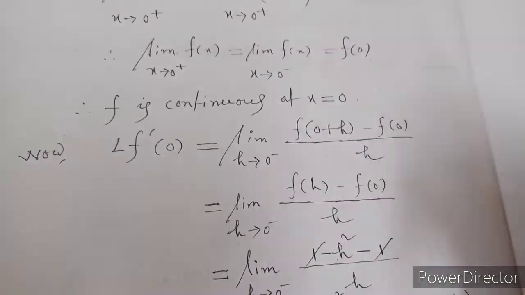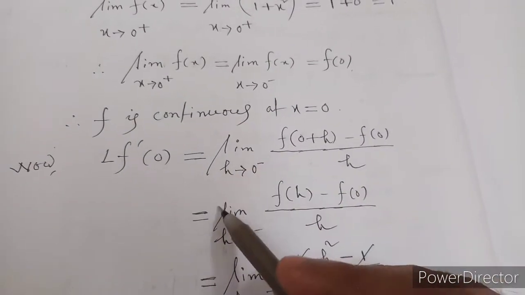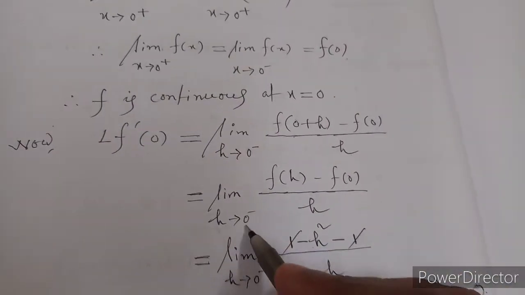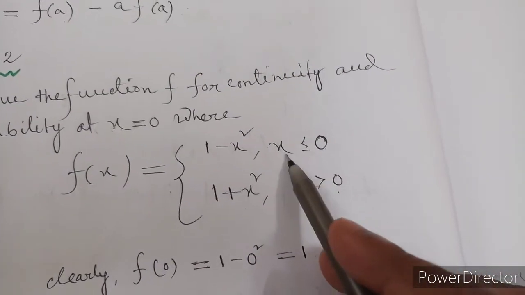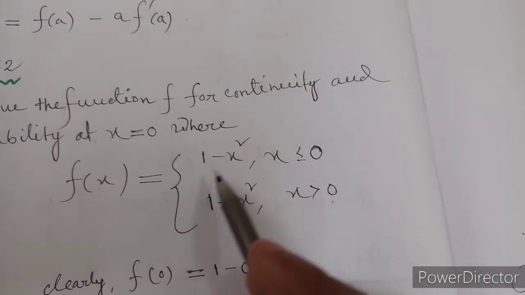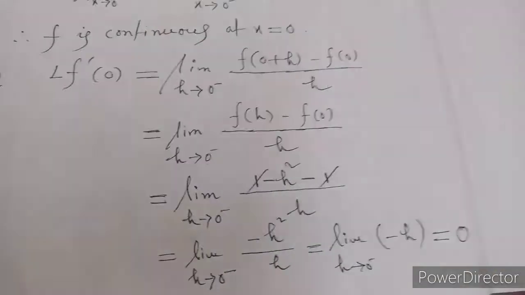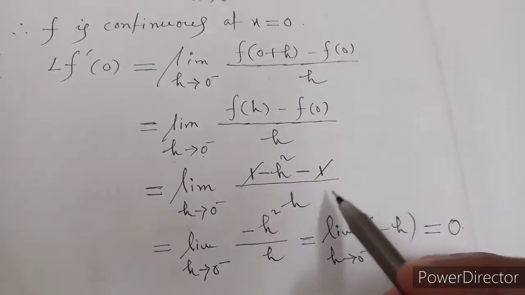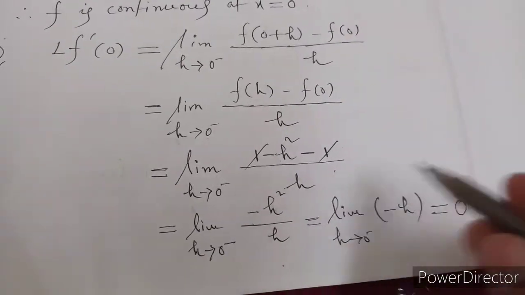Now for the differentiability part, the left derivative L f dash of 0 is equal to the limit as h tends to 0 minus of (f(0 plus h) minus f(0)) by h. So that is the limit as h tends to 0 minus of (f(h) minus f(0)) by h. 0 minus means less than 0. See this function: if x is less than 0, then f(x) equals 1 minus x square. Since h tends to 0 minus, h is less than 0, so f(h) should be 1 minus h square. So put 1 minus h square, and f(0) should be 1, so the 1 cancels out. So minus h square by h, and that should be 0.